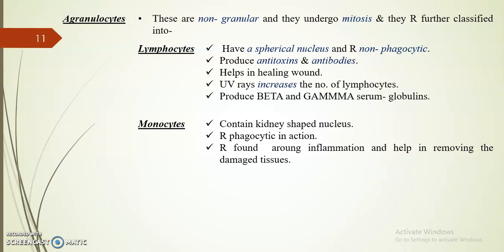The monocytes contain a kidney-shaped nucleus and they are phagocytic in action. They are found around inflammation and help in removing the damaged tissue.